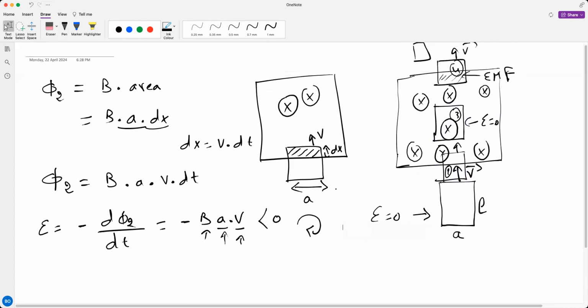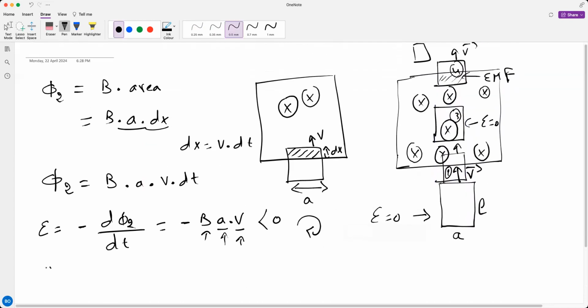So situation 3, as we mentioned, the magnetic flux is constant because in situation 3, which is this one, the area that is exposed to the magnetic field is constant, and the magnetic field is constant. So the change in magnetic flux is 0. So this is one situation I wanted to mention.